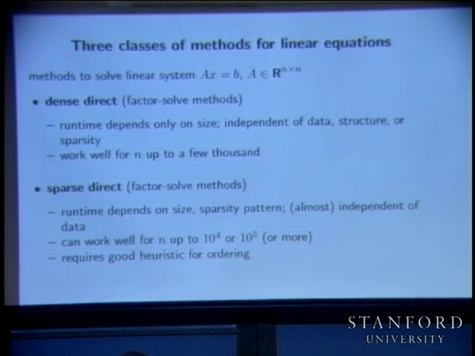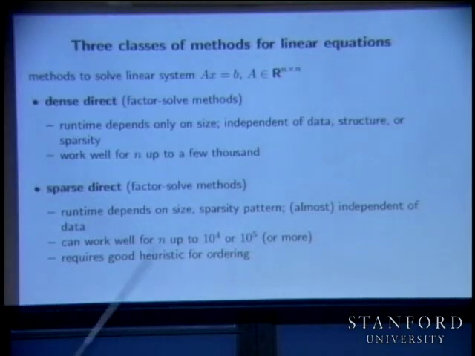It's kind of a crude classification. It's actually wrong because the boundaries between them are gray. But in fact, it's helpful to classify these into three huge classes, and here they are. One is dense direct. These are factor solve methods. We covered this in 364A. You've probably seen it other places.